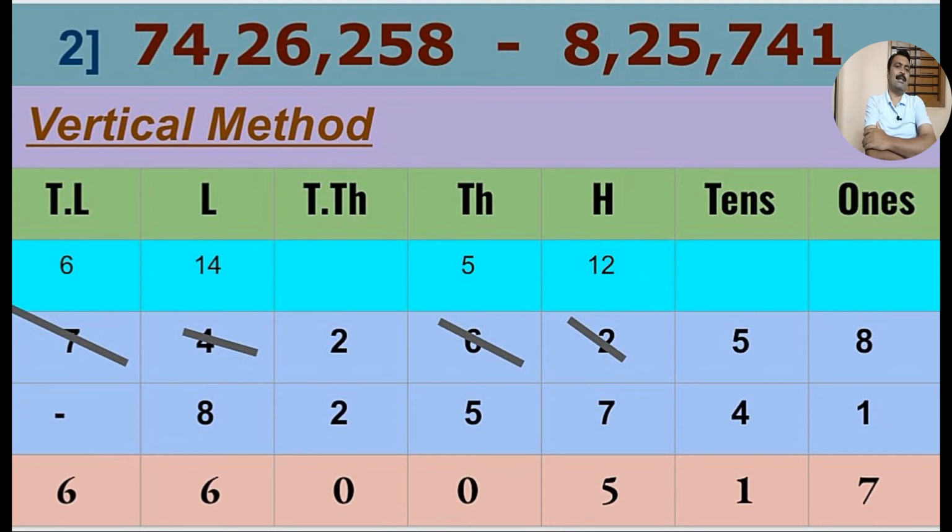8,25,741. So while arranging this second number, we also coming in opposite way, that is starting from ones place, that is the digit 1 we arrange below 8 in ones column, 4 we arrange below 5 in tens column, 7 we arrange into hundreds, that is below 2, 5 we arrange below 6 in thousands column, 2 we arrange below 2 in 10,000s column, 8 we arrange below 4 into lakh plus column. In this way we make proper vertical arrangement.